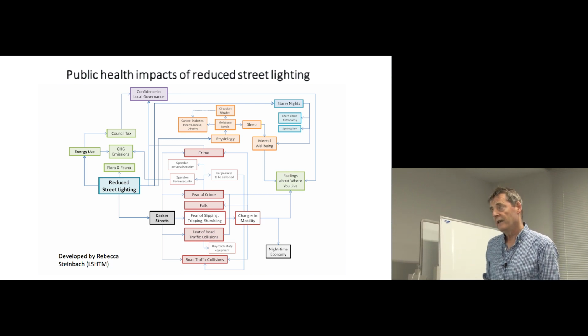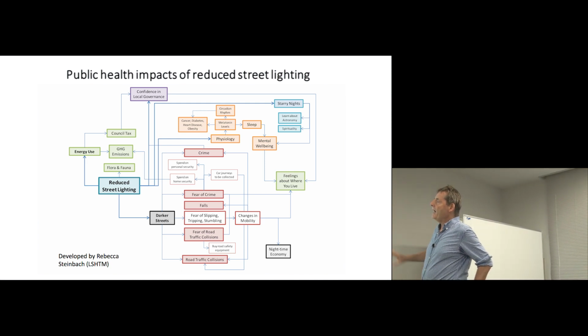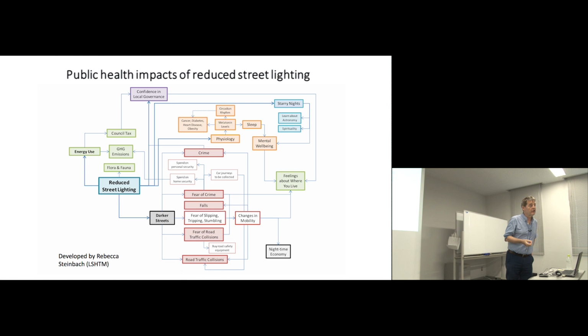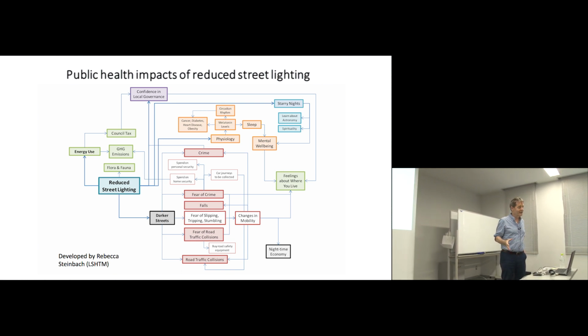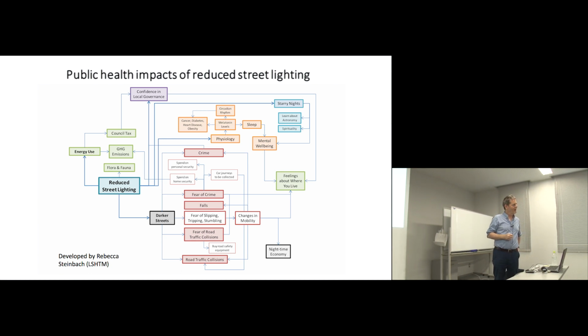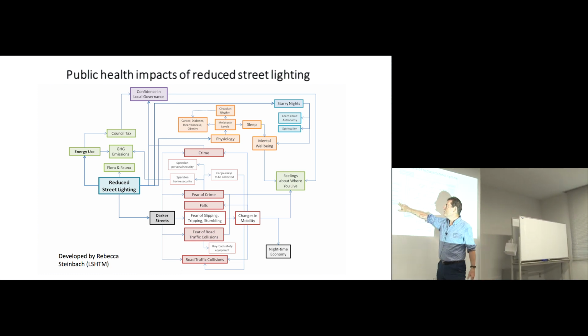This was developed by a colleague of mine at the School of Hygiene and Tropical Medicine, Rebecca Steinbach. And what she's tried to trace out are what she's described as the public health impacts of reduced street lighting. Now, this is a real policy, I suspect primarily driven by a desire to save money. But if you reduce street lighting, you're not just going to save money. You're going to have a lot of different effects. And the issue then becomes the aggregate of these effects. How does that compare to the money you save? So everything is about this reduced street lighting.